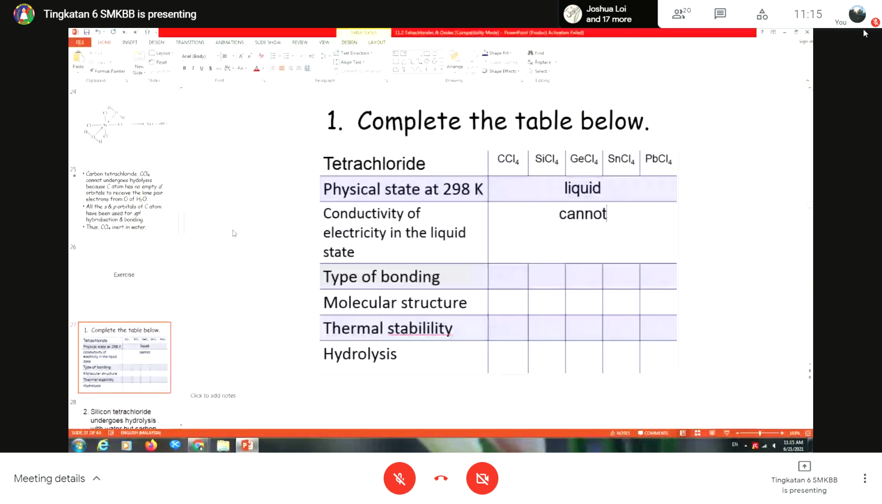After all, I said liquid, you should get the idea. Electrolysis only takes place for aqueous solution because aqueous solution contains ions. These are not free-moving ions. How to conduct electricity, isn't it?